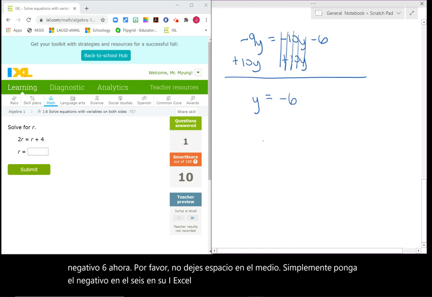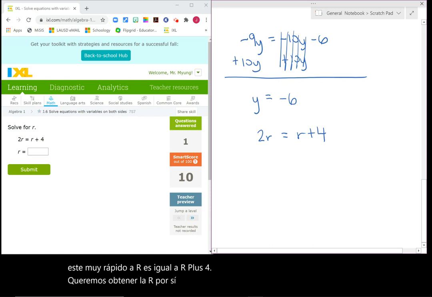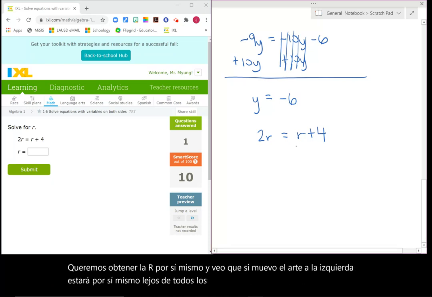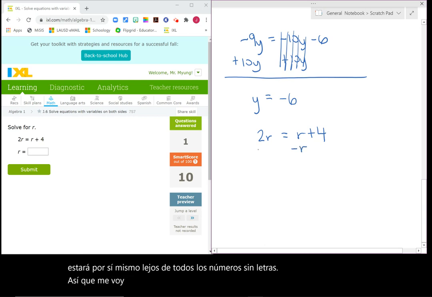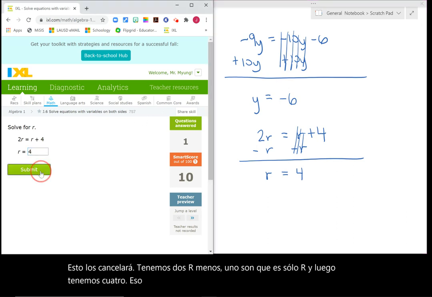So let's go through this one real quick. 2r equals r plus 4. We want to get the r by itself. And I see if I move the r to the left, it will be by itself away from all numbers without letters. So I'm going to get rid of plus r by doing the opposite, the mirror effect. This will cancel these out. We have 2r minus 1r, which is just r, and then we have 4. That was pretty simple. And we go ahead and submit that.